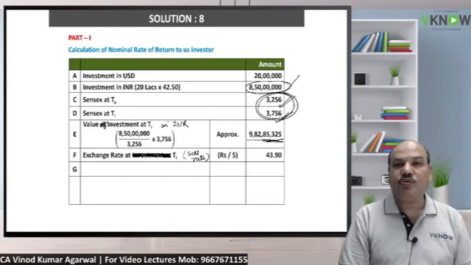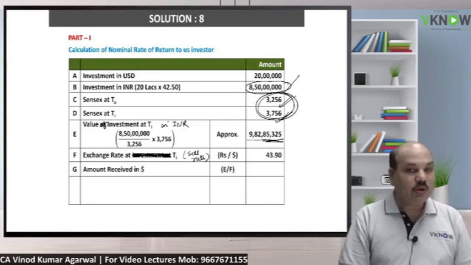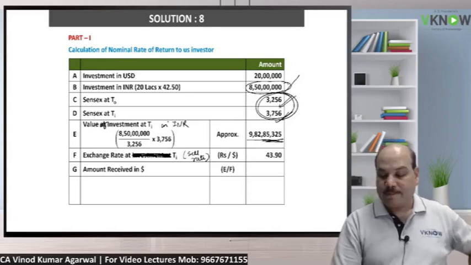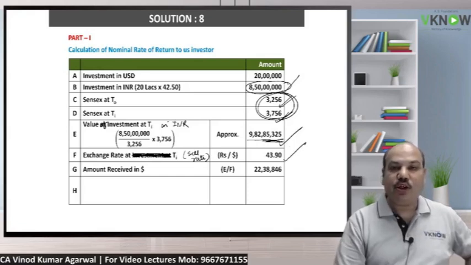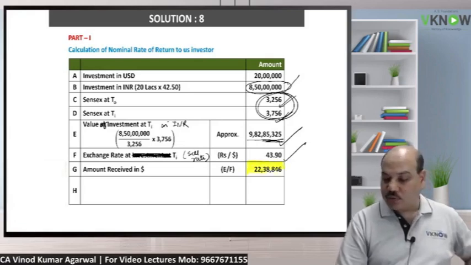43.90. Now rupee has to be converted into dollar. So the bank will sell dollar. We will convert into dollar. Next point, write down amount received in dollar. E divided by F. Continue. E divided by F. Check the answer. 2238846.